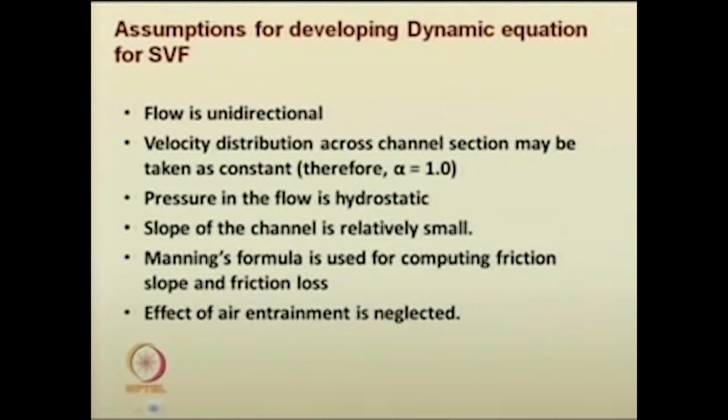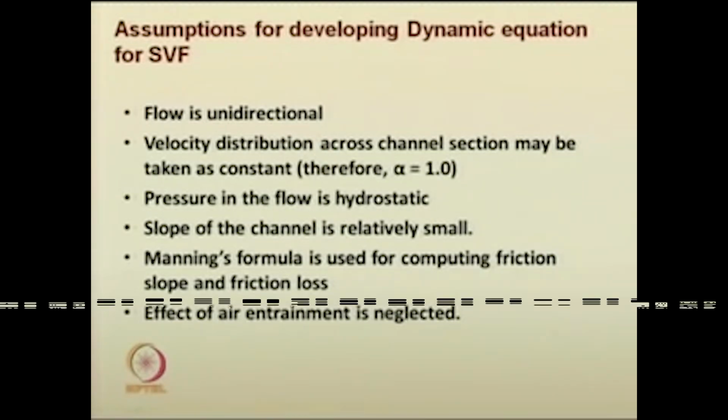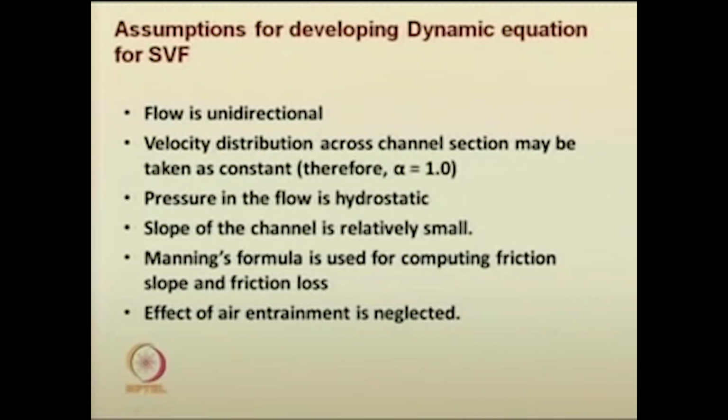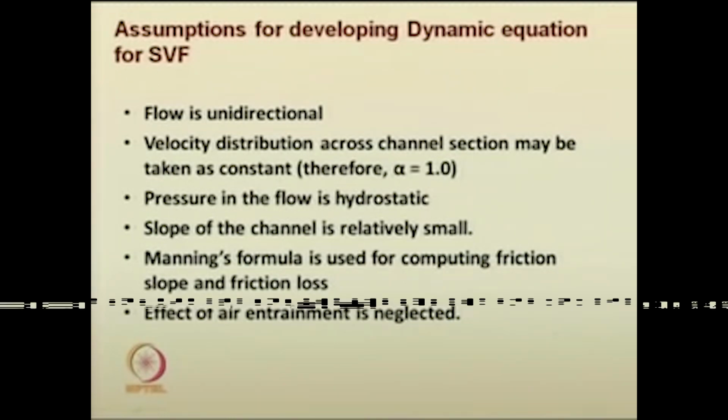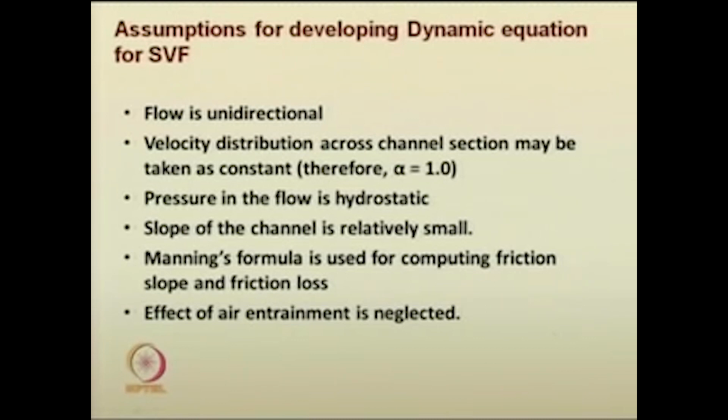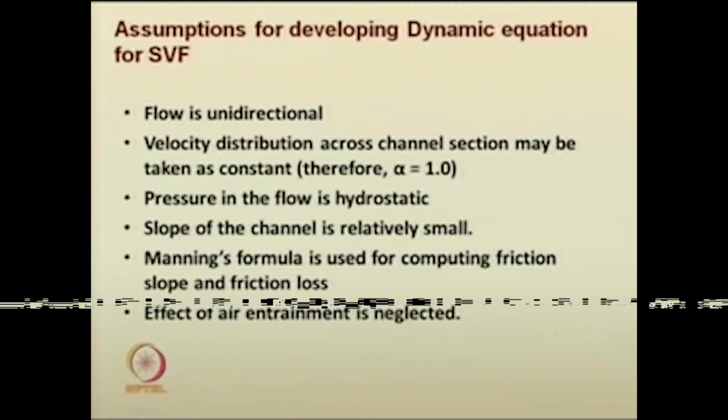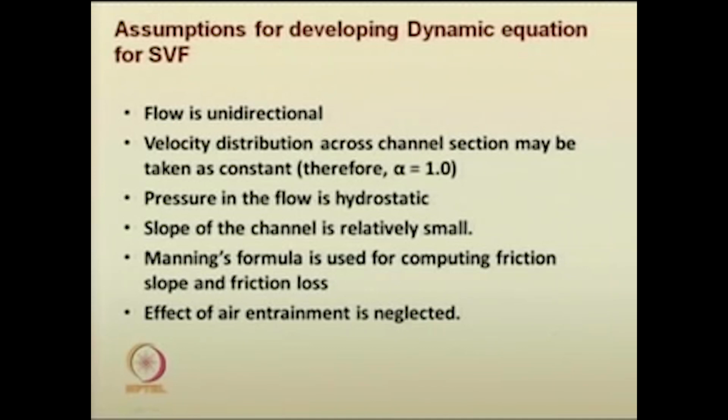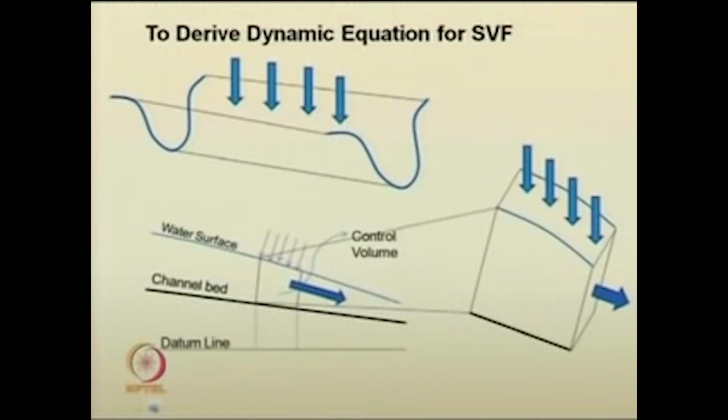The assumptions involved in developing the dynamic equation for spatially varied flow were discussed in the last class. We suggested that the flow is unidirectional, meaning the velocity distribution across the channel section may be taken as constant, so that we may approximate alpha and beta as 1. Pressure in the flow is hydrostatic, and the slope of the channel is relatively small. Manning's formula is used for computing friction slope and friction loss. The effect of air entrainment is neglected. We discussed these things in the last class.